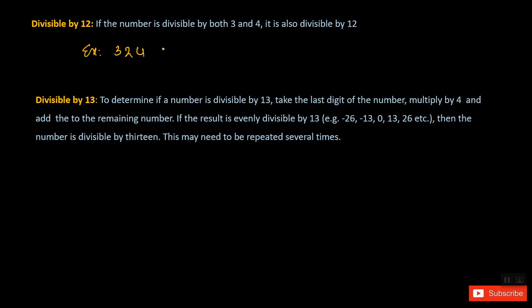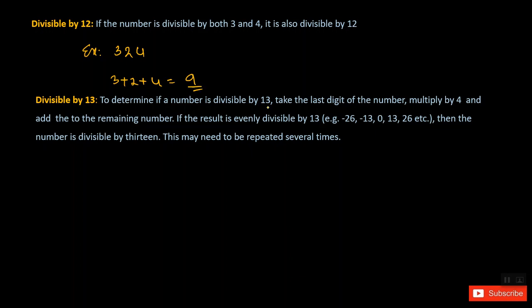So if you look at the sum of that number, 3 plus 2 plus 4, what are we getting? 3 plus 2 plus 4, 4 plus 2 is 6, 6 plus 3 is 9. As the sum is a multiple of 3, this number is divisible by 3.